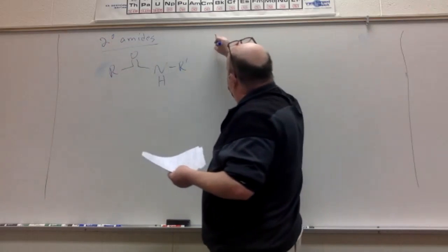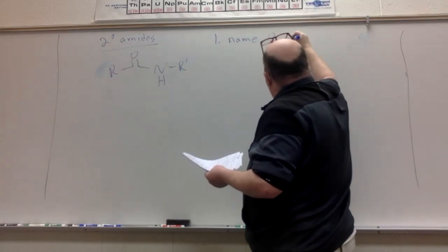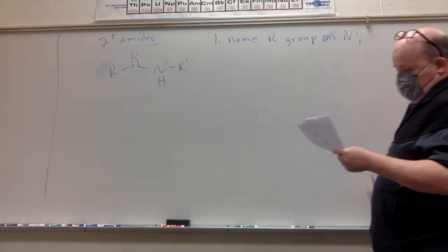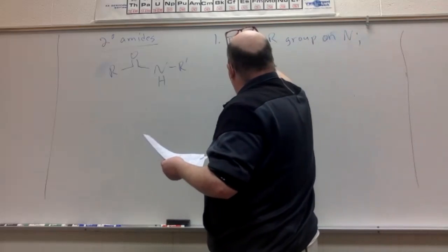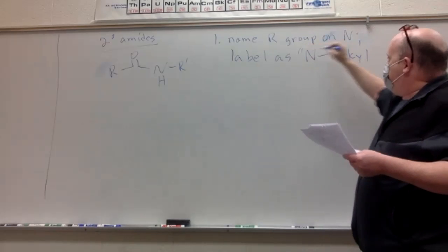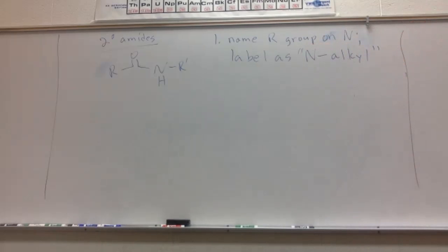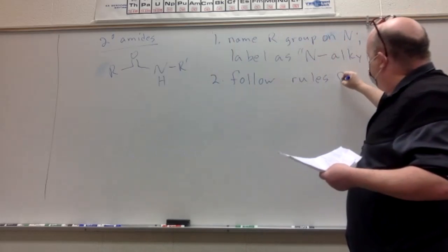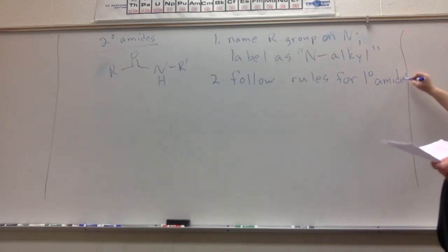So here's how we do it. First thing you do is name the R group on the nitrogen. You're going to label it as capital N dash, and then whatever alkyl group it is. So you could have N-methyl, N-propyl, N-sec-butyl, et cetera, just depending on what the R group is. And you have to label it with the prefix N to tell the reader that, hey, this butyl group is on the nitrogen. And from there on out, you just follow the same rules that we learned for primary amides.